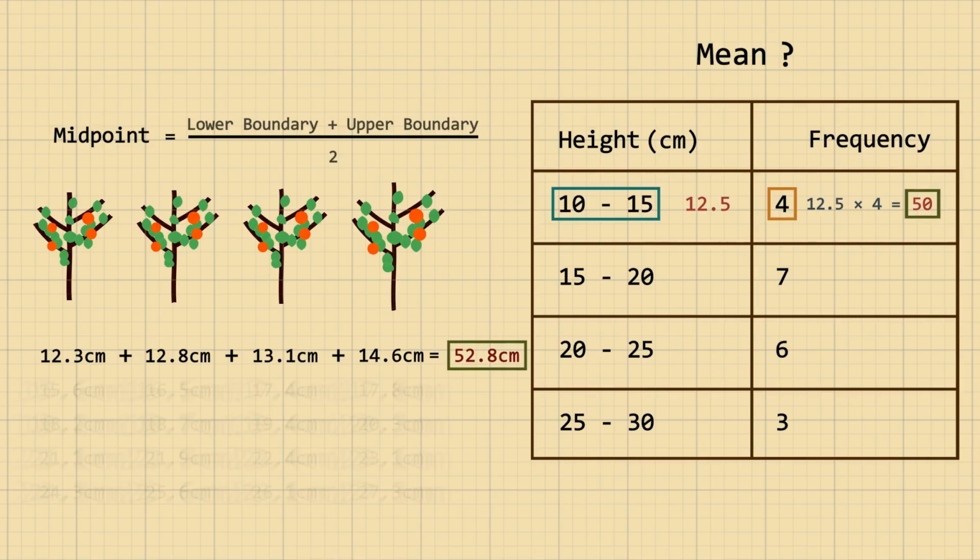We repeat this process for each interval. For the second interval, the midpoint is calculated to be 17.5 centimeters. Similarly, for the third interval, the midpoint is 22.5 centimeters. And for the fourth interval, the midpoint is 27.5 centimeters.